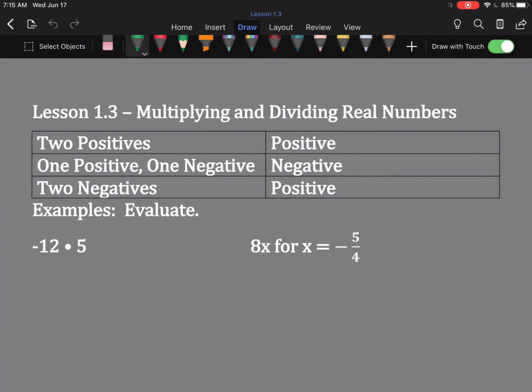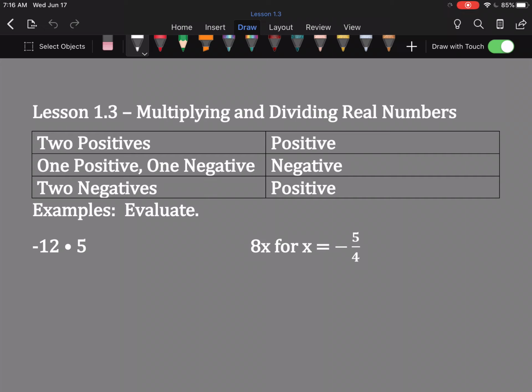Okay, so multiplying and dividing with real numbers. And the main focus here will be integers. The table here at the top is going to tell you two positive numbers multiplied or divided will give you a positive. Two negative numbers multiplied and divided will also give you a positive. And if you have one of each, you get a negative number.